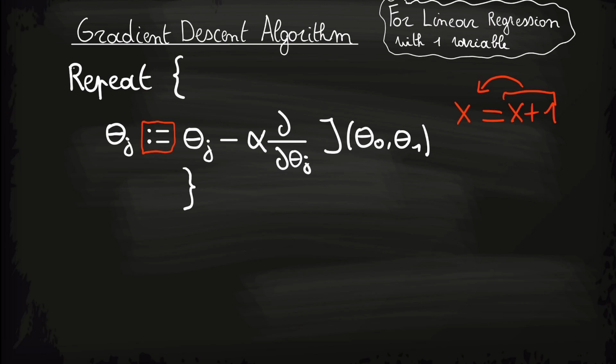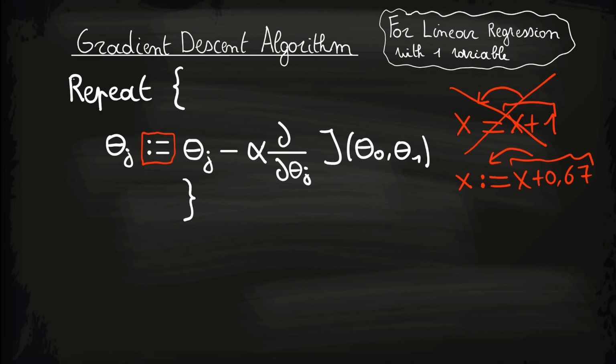However, mathematically this is not correct terminology. x can never be equal to x + 1. So this is why we will use this notation. We will use this notation to say, take the value of x plus some value, for example 0.67, and place this right-hand value in x. So we override x with some new value that is dependent on x itself. So if we look back to the algorithm, we can see that we basically just update the value of theta j with itself minus some term. And we keep on doing this until we converge into a minimum.